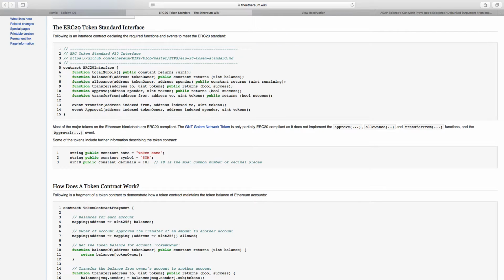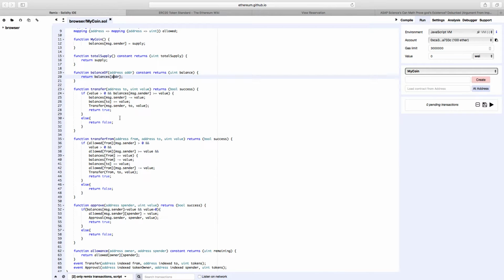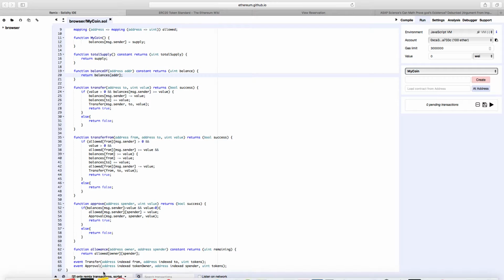Now we have the transfer function. We'll get to the allowance function later, or let's get to the allowance function first. What the allowance shows is, remember I told you that some people are allowed to spend from other people's accounts. So the allowance function takes two addresses and shows the amount that the second address is allowed to spend from the first address's account.